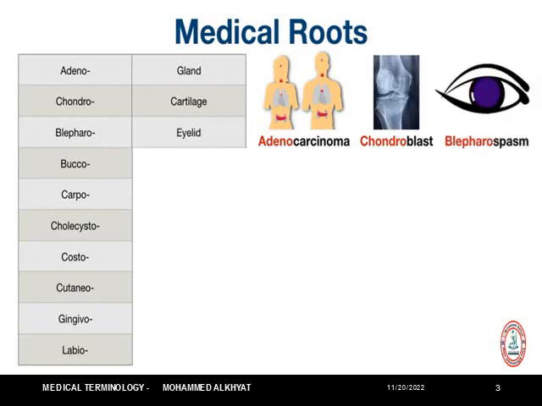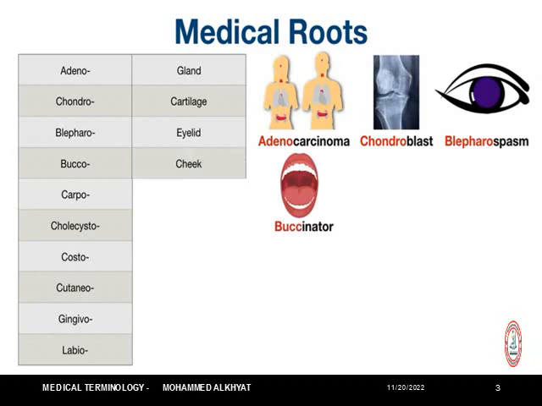Next, we have blepharo, which refers to the eyelid. An example medical term is blepharospasm, which is involuntary movement, twitching, or contraction of the eyelid. Moving on to bucco, this means cheek.